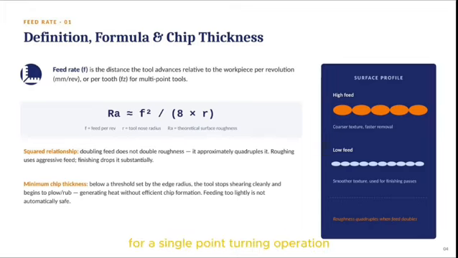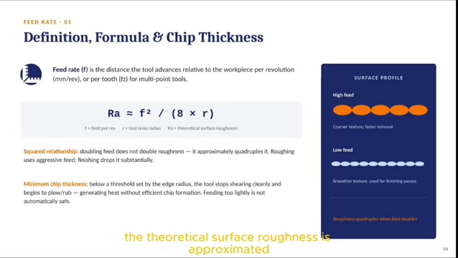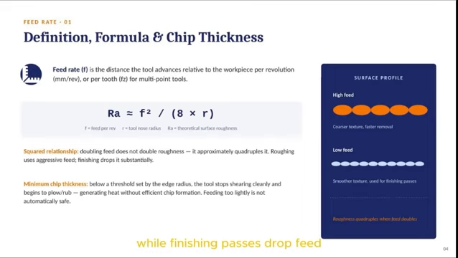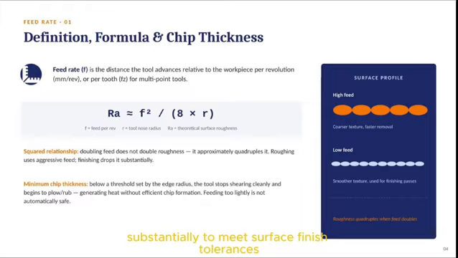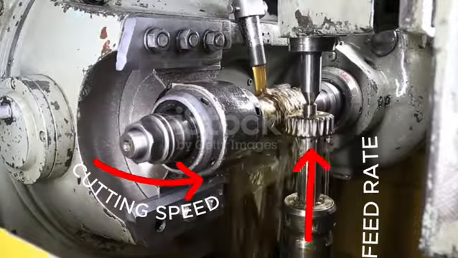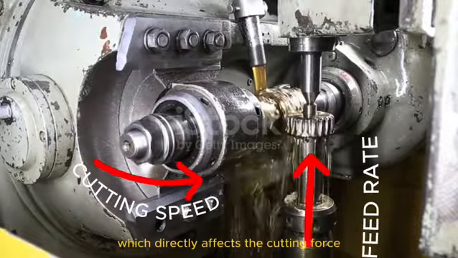For a single point turning operation, the theoretical surface roughness is approximated. Finishing passes drop feed substantially to meet surface finish tolerances. Feed also sets the chip thickness, which directly affects the cutting force.